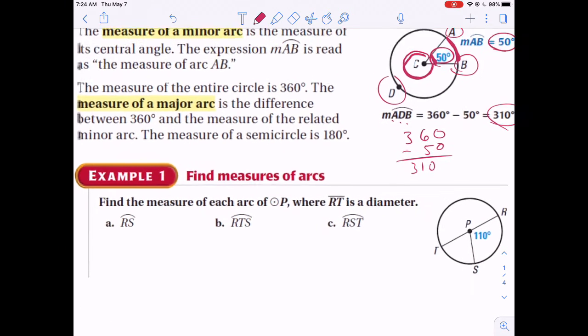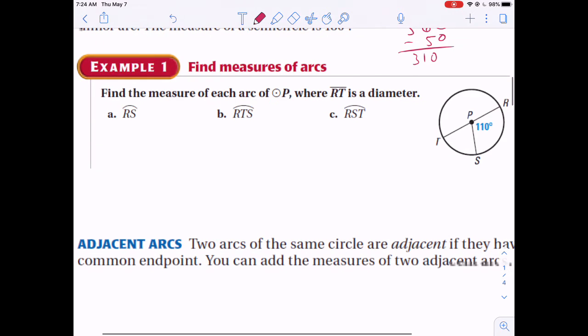All right, let's look at some examples for you. It says find the measure of each arc of circle P, where RT is the diameter. So since this is a diameter right here, look where I'm drawing here, folks. That's the diameter. Well, then that means it's going halfway through the circle. So from here to here is 180 degrees, which also kind of makes sense because you've got a straight line. Remember, straight lines are 180.